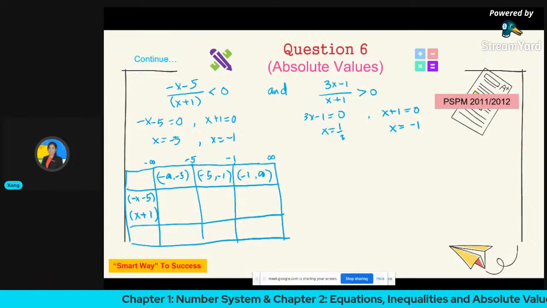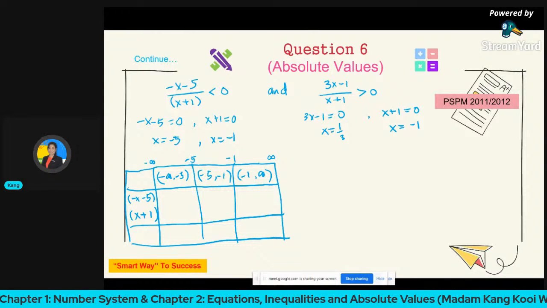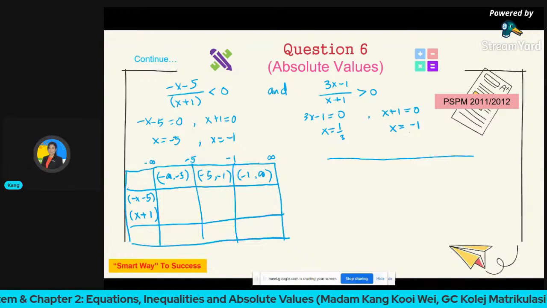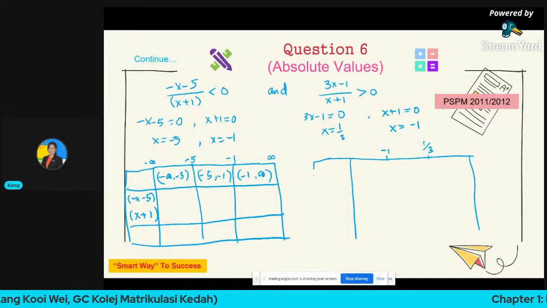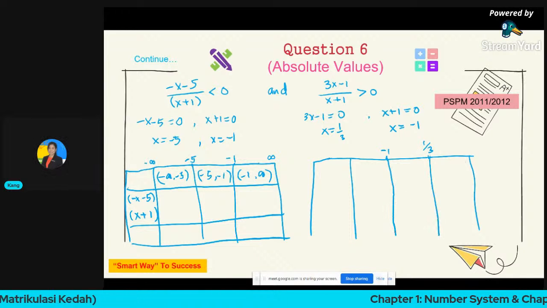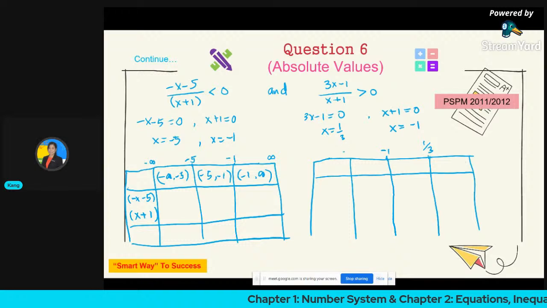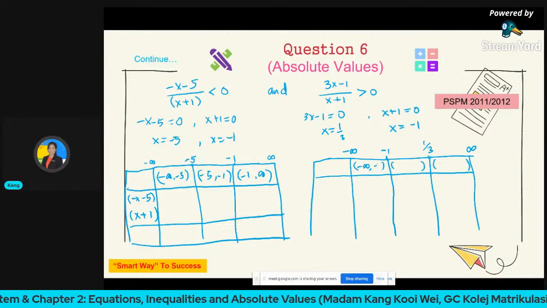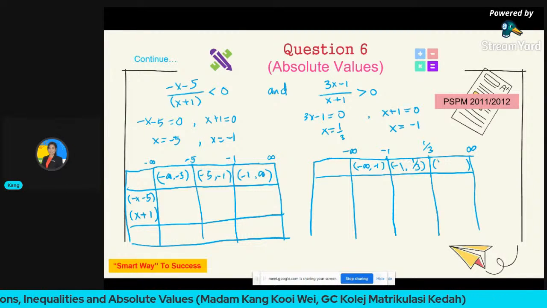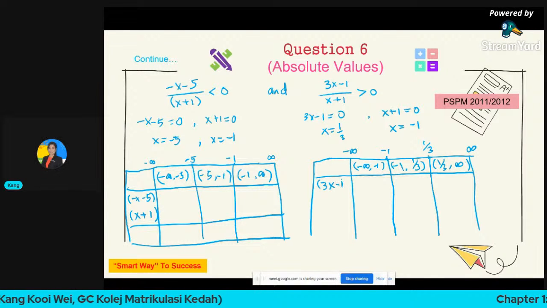Okay, then for this one also the same, we need to form the number line. Follow the sequence, negative 1 first, then followed by 1 over 3 here. Then we have our table of sign. This one, join it. This one is negative infinity. This one is positive infinity. Brackets for the first row: negative infinity, negative 1 until 1 over 3, 1 over 3 until infinity. Then write down the factor from the inequality, x plus 1.